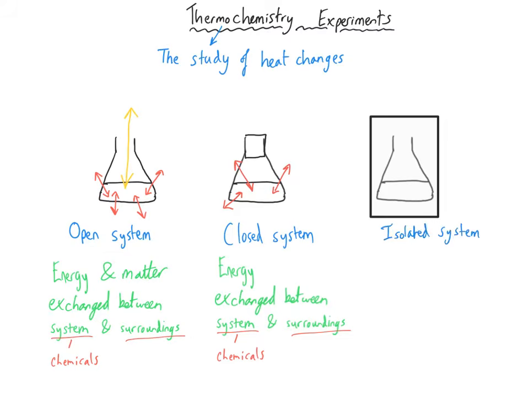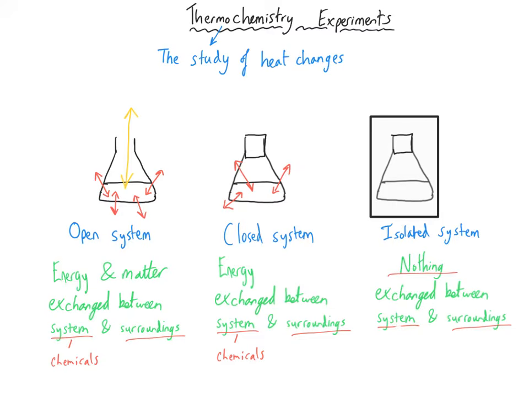surroundings. And the final type of system that exists is what's called an isolated system, where our conical flask, probably still with a lid in fact, would be inside a separate container. So it is thereby completely isolated from the rest of the surroundings, and so neither energy nor matter can be exchanged between the system and the surroundings.